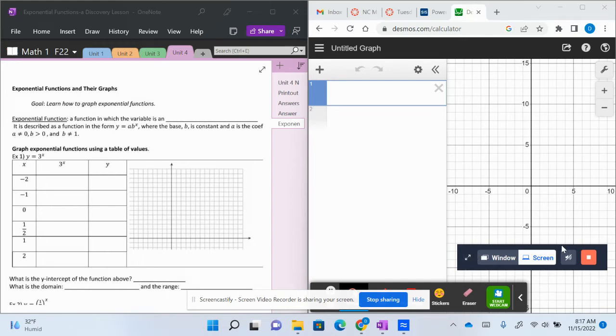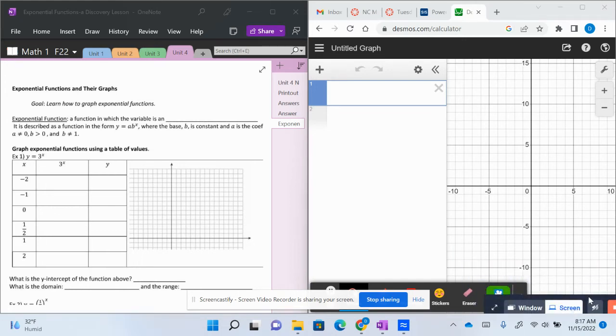Okay, so we are recording the screen just to make sure that people who are not here today can see what we're doing. So we're going to work through this little worksheet and we're going to graph at the same time. So everybody doesn't need to have Desmos because you're going to get overwhelmed with the stuff in your space. So let's look at the first question.